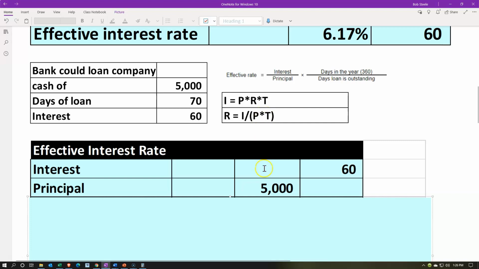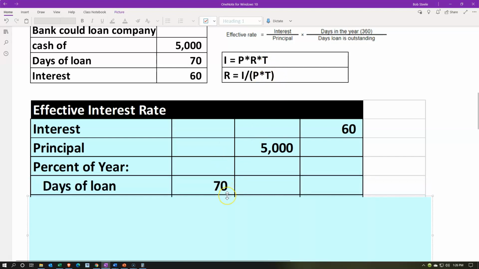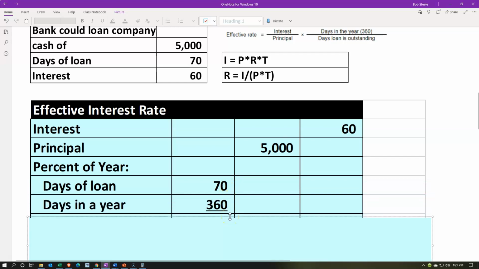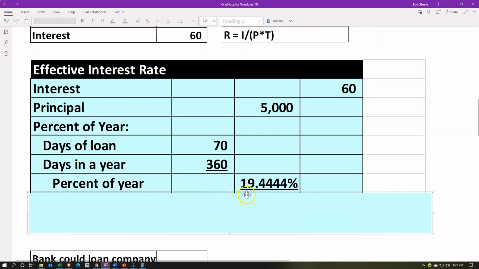So the principal or loan amount is 5,000. And then we're going to do another subcalculation related to time because it's going to be a fraction of a year. So we're going to take the days of the loan, which was 70, the days in a year, which is going to be 360 about, because we're going to assume even months, 30 days times 12 as opposed to 365 days. We got the 70 divided by the 360 gives us about, if we make it into a percent, 19.444. Otherwise, it would be in a decimal format.